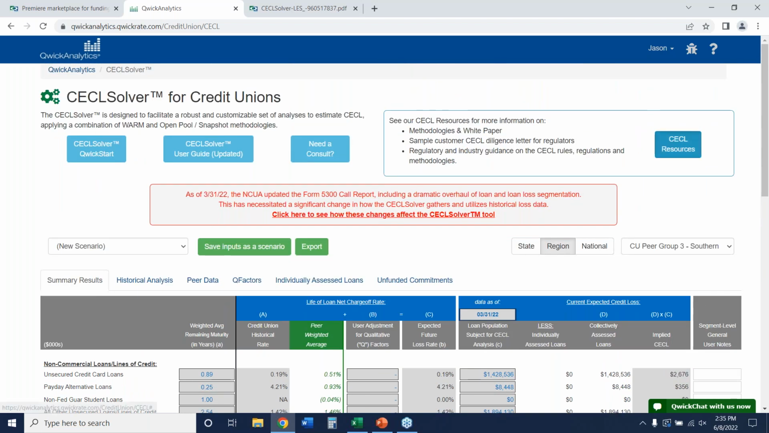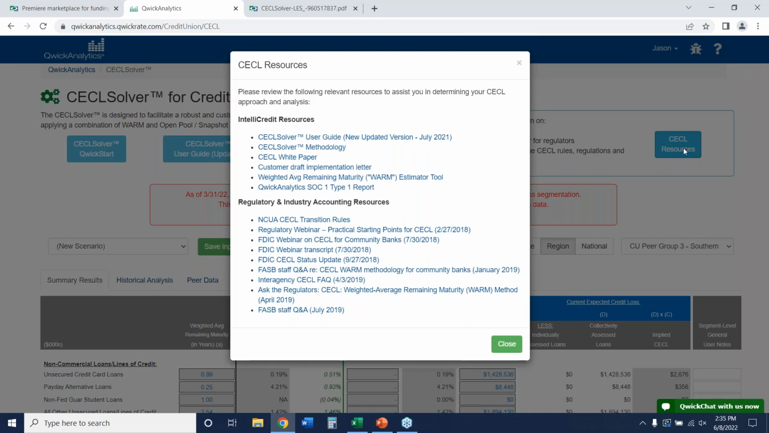Now, in addition to that, we have everything you need to check all the boxes, all the CECL boxes, right? Your methodology and white paper. This is great for a board just to briefly explain the tool and why it's appropriate for the credit union, or an examiner. Hey, this is what we're using. This is why it works for us. We also have a draft implementation letter, right? A policy template that you can use to help set policy for the use of the CECLSolver at the credit union. I have some versions of other ones that other credit unions have filled out, and you can use that too. So a ton of support is what I'm saying. We have everything you need here.